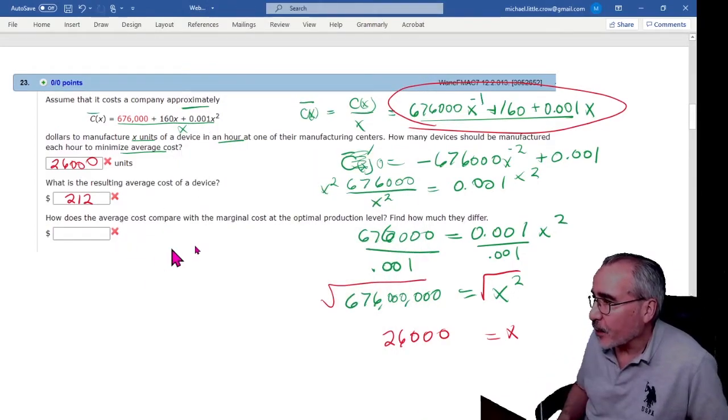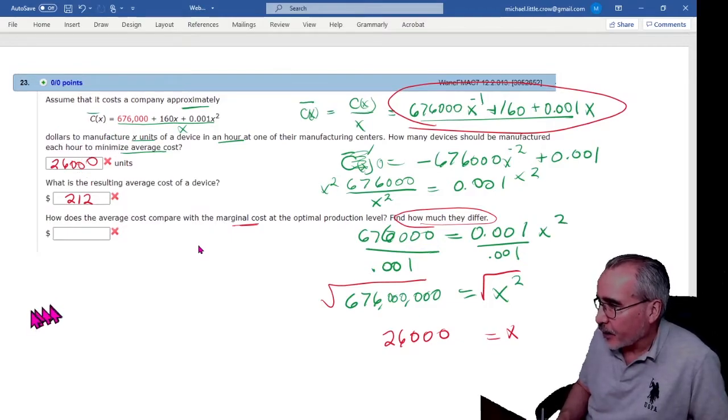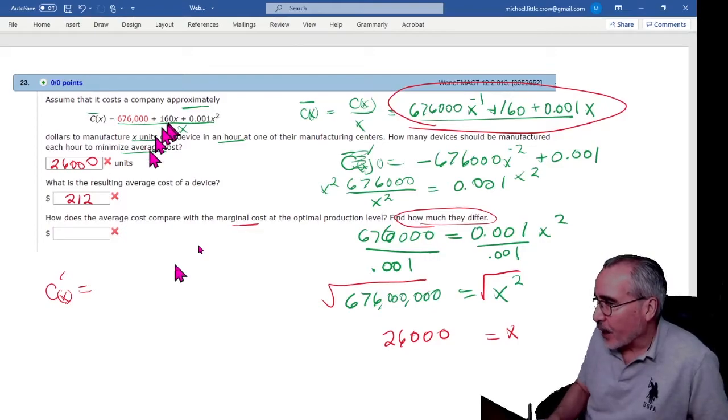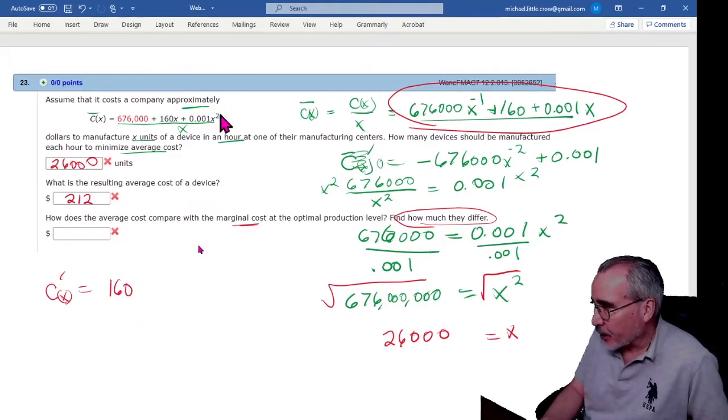How does the average cost compare to the marginal cost, and find how they differ? Okay, so marginal cost, remember, is the derivative of the cost function itself. So we come back to the original function that they give us and ignore all this green stuff. Derivative of 676,000 is 0 because that's a constant. Then we have 160x, so that derivative is just going to be 160, x to the 0. And then on this back part, this 2 comes down, so we have plus 0.002x, 2 minus 1, okay?